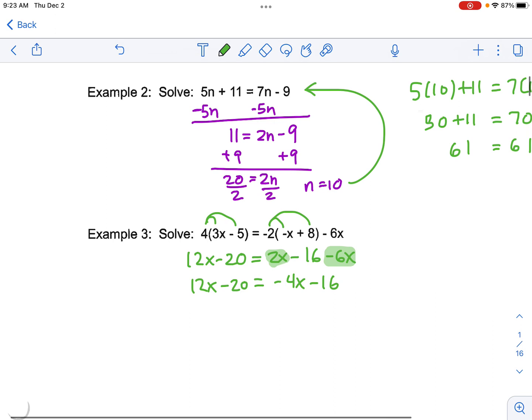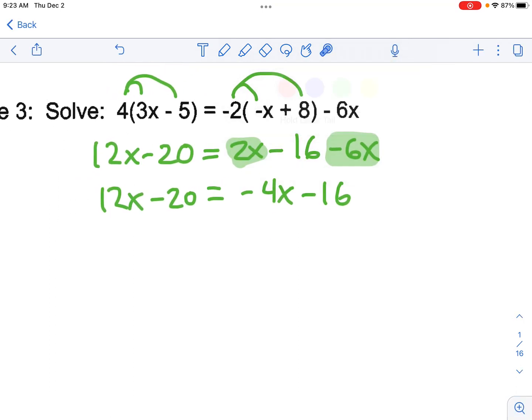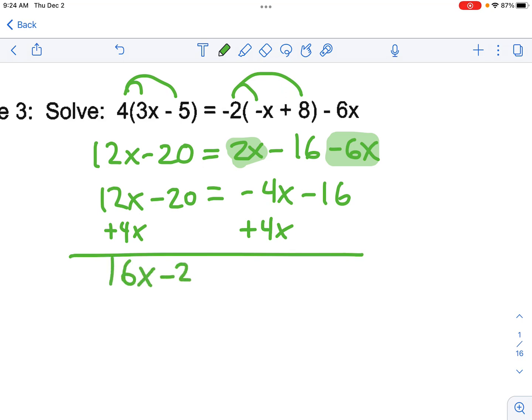And now if you notice, I've gotten that to the point where it looks like example 2, right? We got variables on both sides, we got numbers on both sides. This is our strategy. Move the variables, move the numbers, finally divide out. So that's exactly what we're going to do. So I'm looking at the variables here. I got 12x and negative 4x. This is the smaller term. So I'm going to move this by adding 4x to both sides. That gives me 16x over here. I still have a minus 20.